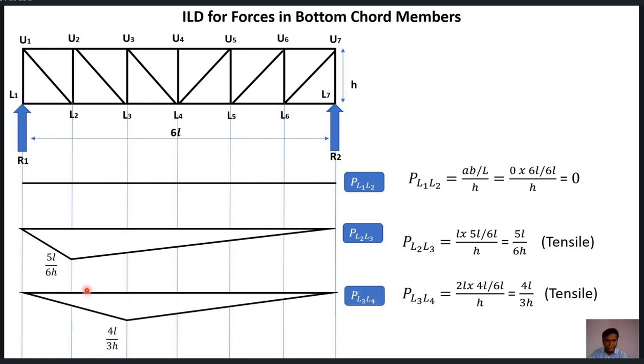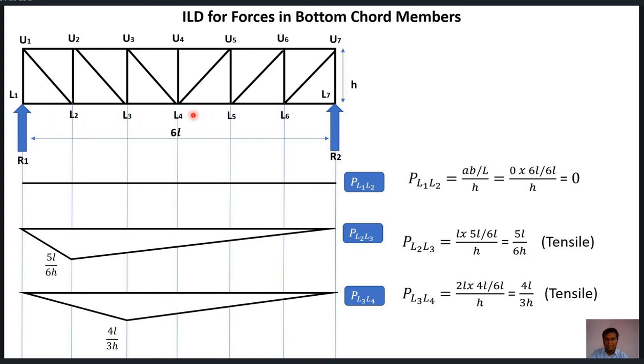So here you can see this is the influence line diagram for PL3L4. For L3L4, see its opposite joint, that is U3. So exactly at joint U3 we will have the maximum ordinate for this given influence line diagram, and its magnitude we can find by AB by L upon H. So you will be getting here 4L upon 3H. So in this way we can draw the influence line diagram for these bottom chord members.